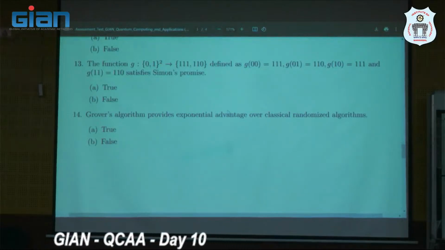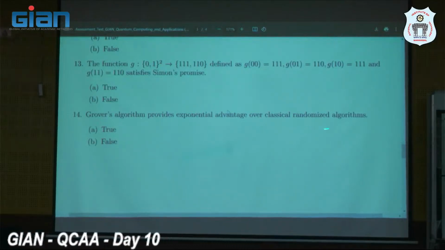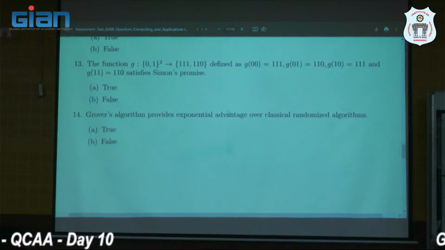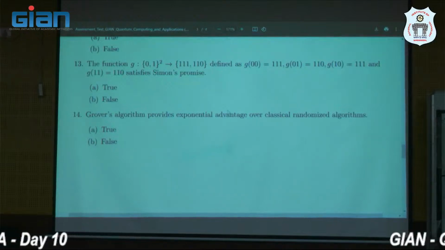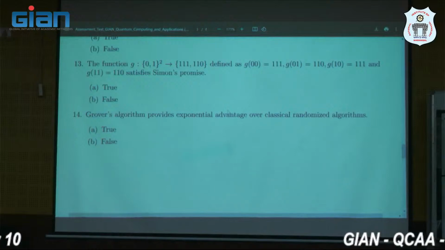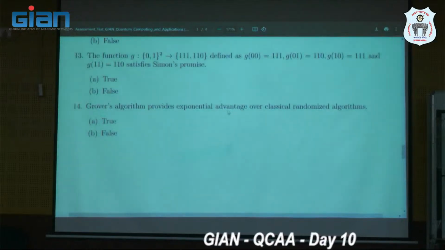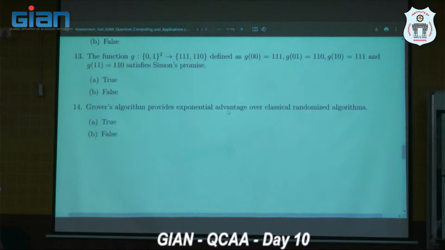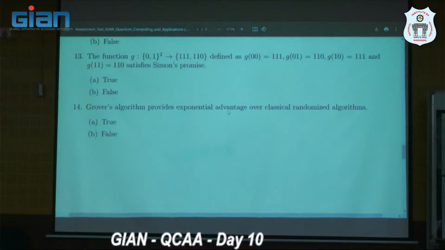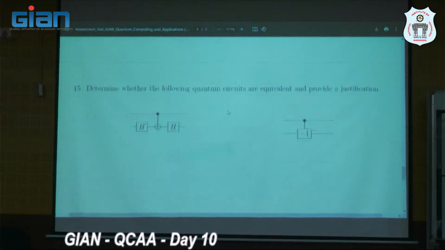Agreed? Grover's algorithm provides exponential advantage over classical randomized algorithms. True or false? Somebody saying true? No? True or false? False. Because it provides quadratic advantage, not exponential advantage. Correct? Okay. Next one. This one.